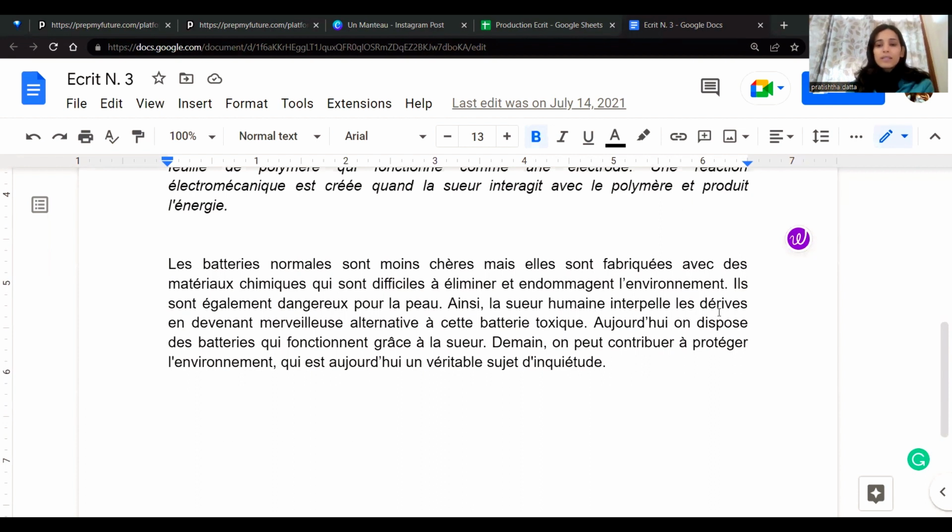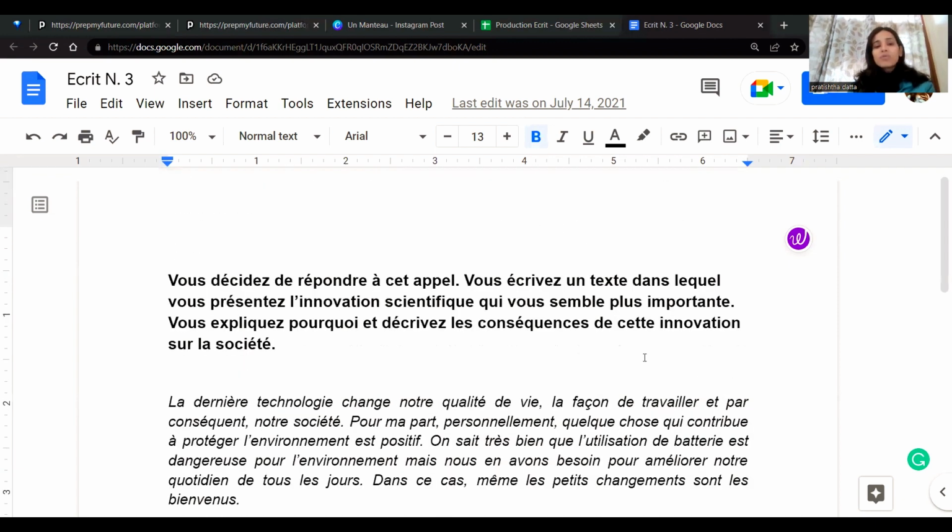Ainsi, la sueur humaine devient une merveilleuse alternative à cette batterie toxique. So this is why human sweat is a better alternative to the toxic battery. Aujourd'hui, on dispose de batteries qui fonctionnent grâce à la sueur. Demain, on peut contribuer à protéger l'environnement, qui est aujourd'hui un véritable sujet d'enquête. So I ended with the idea that today, science can help us eliminate the use of batteries by using human sweat, which is very natural, and tomorrow we can maybe do bigger things with it, contribute more to protecting the environment, or maybe other innovations can come into play. And I guess that is it.